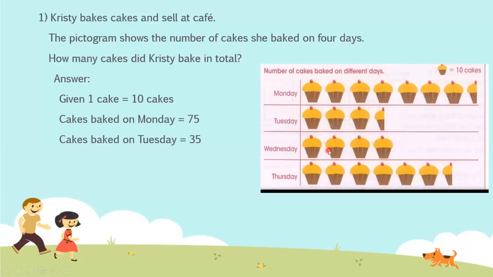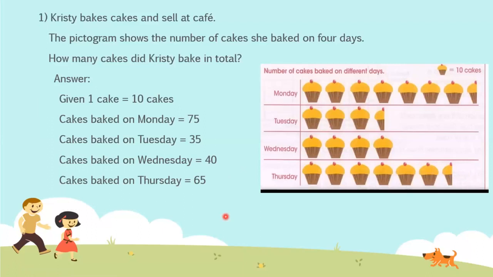10, 20, 30, and 40. So cake baked on Wednesday is 40. If so, the number of cakes baked on Thursday is 10, 20, 30, 40, 50, 60, and 65. So now we got the number of cakes baked on different days.